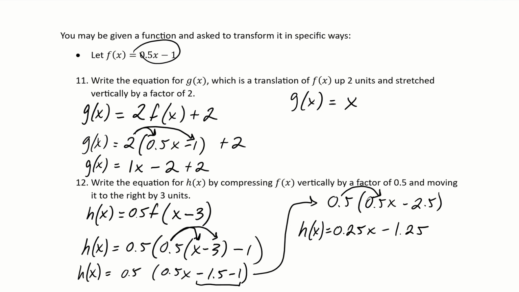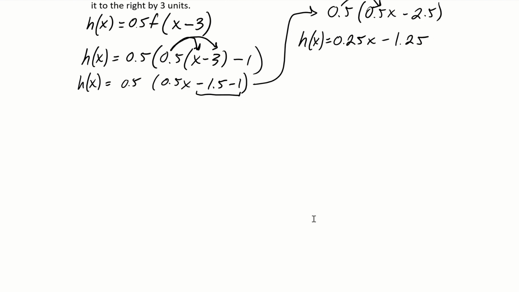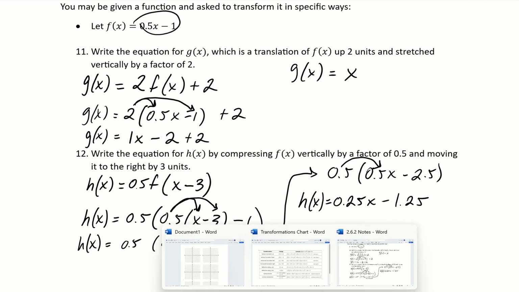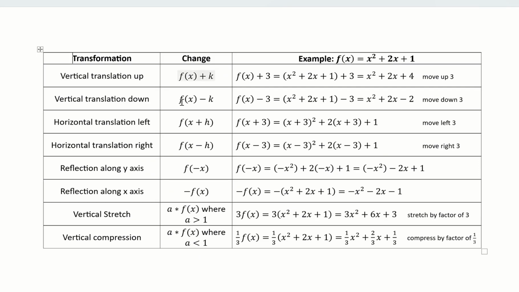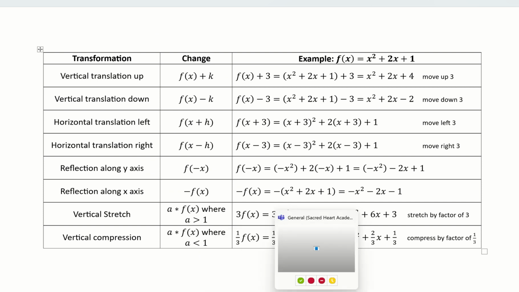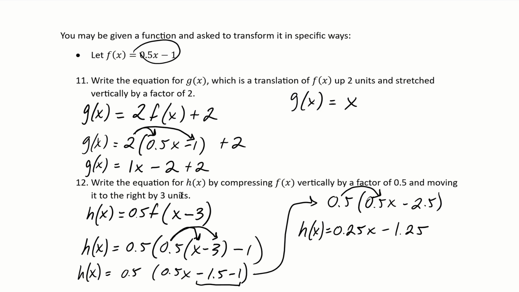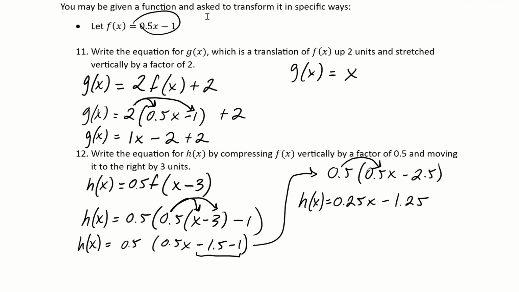So that one, the arithmetic is a little bit annoying, but overall, you're compressing by a factor of 0.5 and moving it to the right by 3 units. Okay, so that's a bunch of example problems using the chart that I gave you to kind of figure out what that translation would look like. A lot of it has to do with recognition, and some of it has to do with actually applying those translations to different equations.